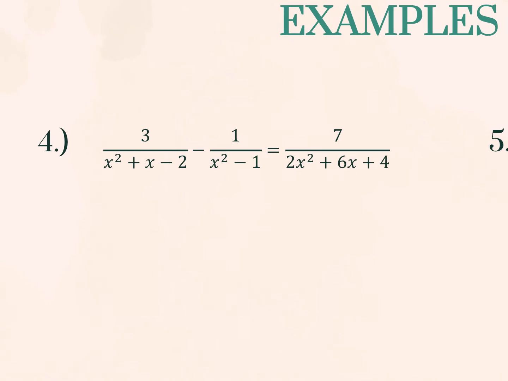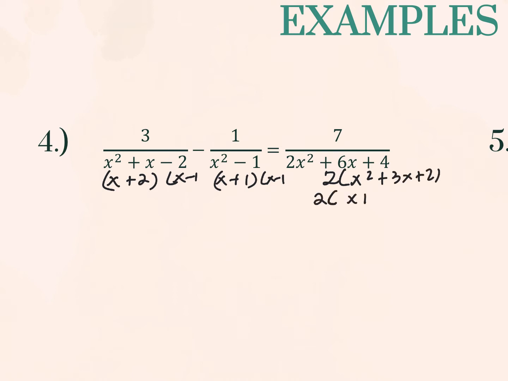So I'm going to factor this into x plus 2 and x minus 1. This one, difference of 2 squares, x plus 1, x minus 1. And then this last one, I'm going to factor out a GCF of 2. And then I'm left with this, which I can then factor, and it becomes x plus 2, x plus 1.